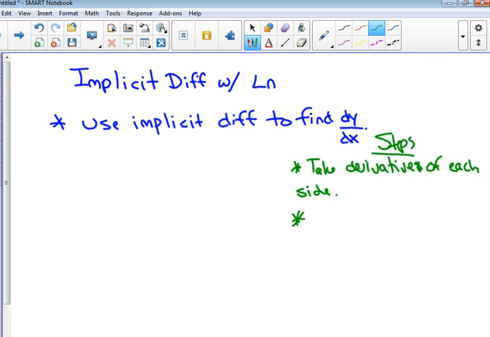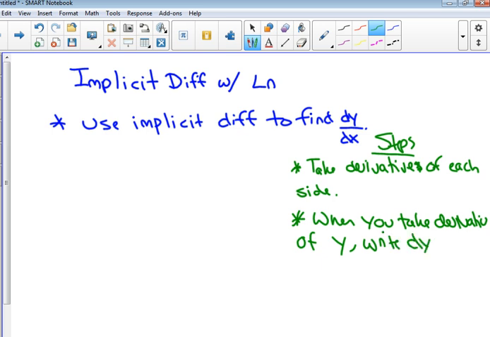And then the big idea: when you take the derivative of y, we have to write dy dx after. The idea is the same thing. I have just found that the solving part to get dy dx alone is a bit tougher, just because you have ln's which make extra fractions and things. So here's your first example.